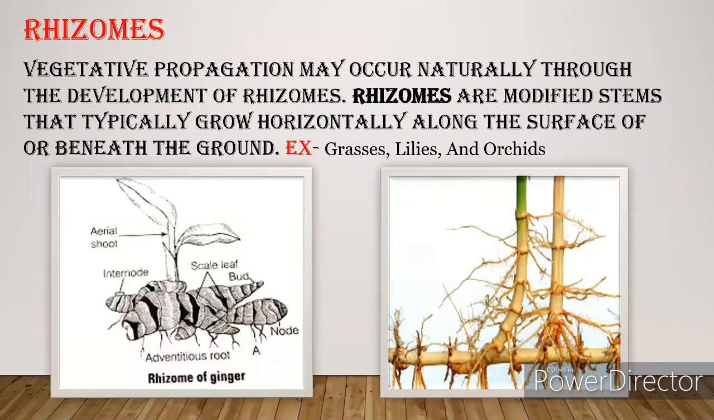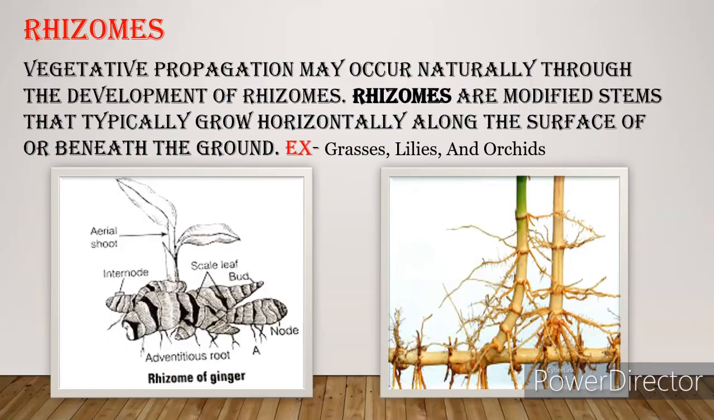Then the next one is the rhizomes. The vegetative propagation may occur naturally through the development of rhizomes. A rhizome, also known as a rootstock, is a type of plant stem situated either at the soil surface or underground, at the nodes of which roots and shoots originate. You can see in these photographs. The rhizomes are unique in that they grow perpendicular, permitting the new shoots to grow up out of the ground.